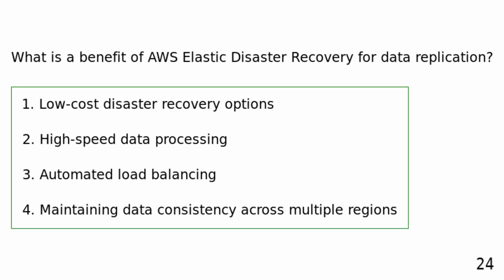What is a benefit of AWS Elastic Disaster Recovery for data replication? Low-cost disaster recovery options. High-speed data processing. Automated load balancing. Maintaining data consistency across multiple regions.